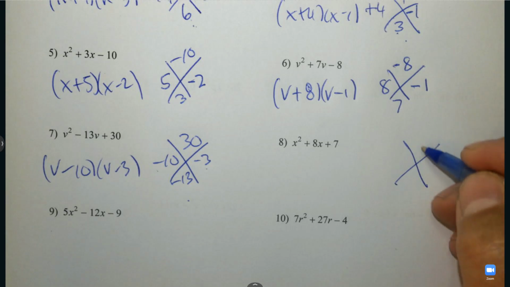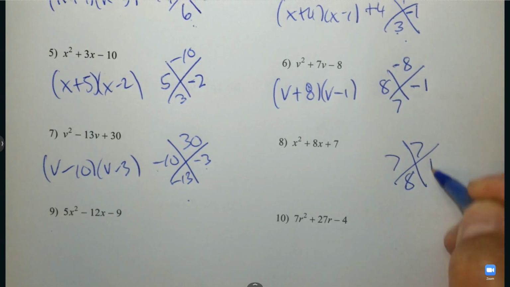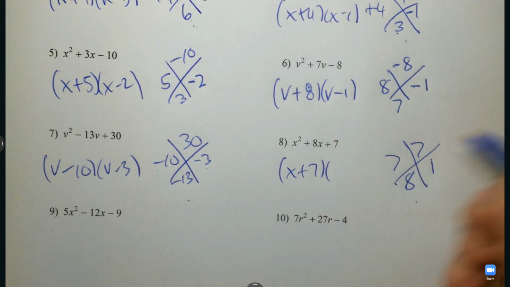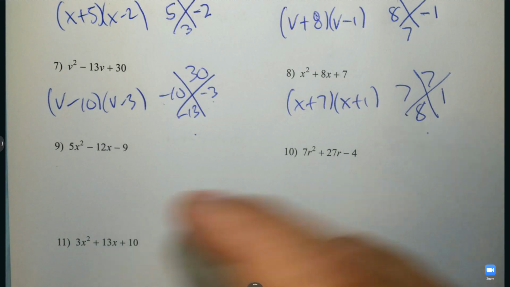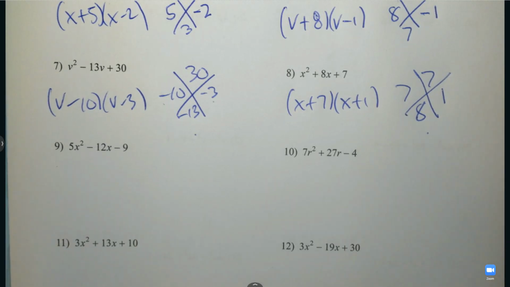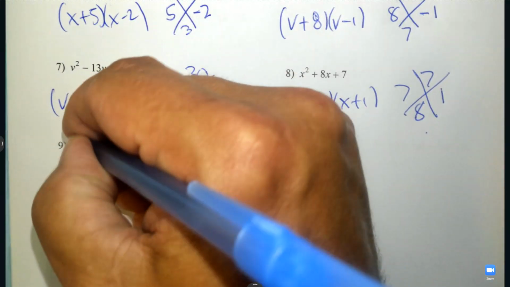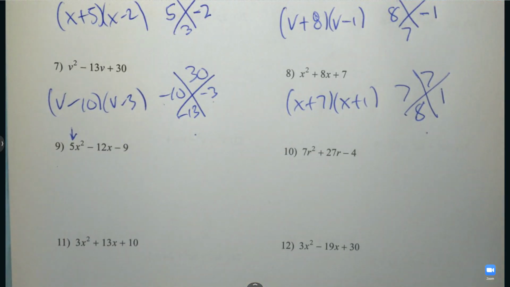Again, a trinomial. 2 numbers that multiply to 7, and same 2 numbers add to 8. Both are positive. So it's x plus 7, x plus 1. Order doesn't matter. Number 9. This one gets a little trickier. So all the other ones were basic trinomials. What makes this one different is that leading number, that first number with the quadratic is not 1. It's a number other than 1.